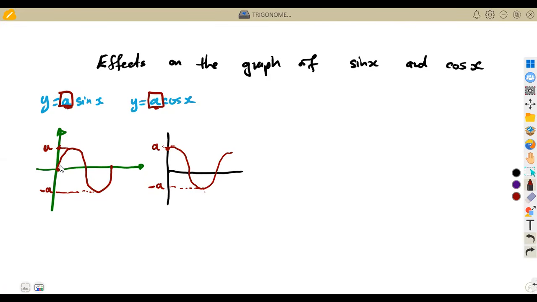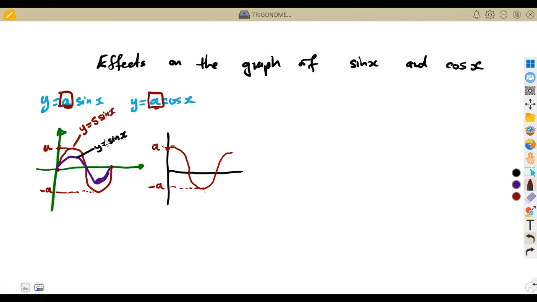Maybe our normal graph was like this, y is equal to sine x. This was the graph of y is equal to sine x, all right? So let's say this is the original graph of y is equal to sine x. Then maybe we're talking about this other graph here being the graph of y is equal to 5 sine x. This is just an example.